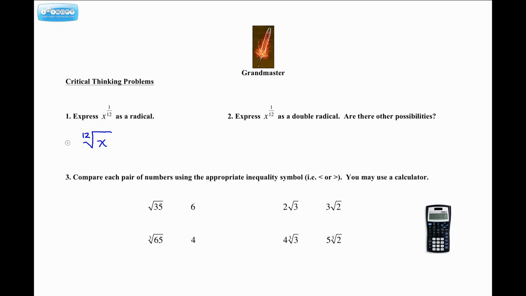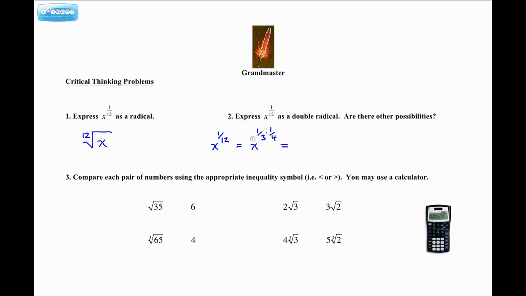Okay, so power, radical. Number 2, express x to the 1/12 again, but as a double radical, and are there other possibilities? What is a double radical? Well, I'll show you. Remember that 12 is not prime. So x to the 1/12, I can think of 1/12 as a product of two fractions. How about 1/3 times 1/4? I just broke it down into two pieces.